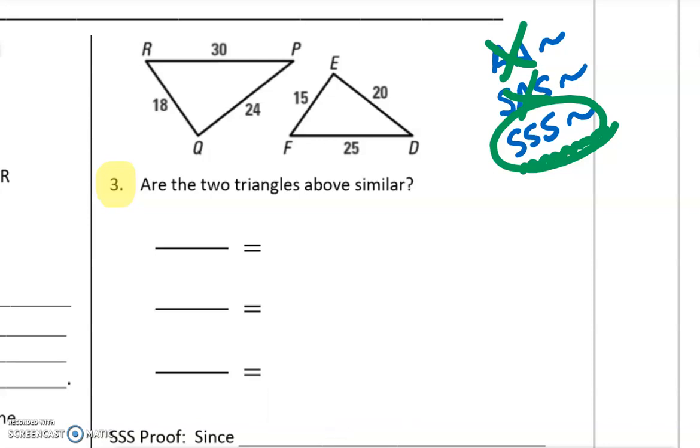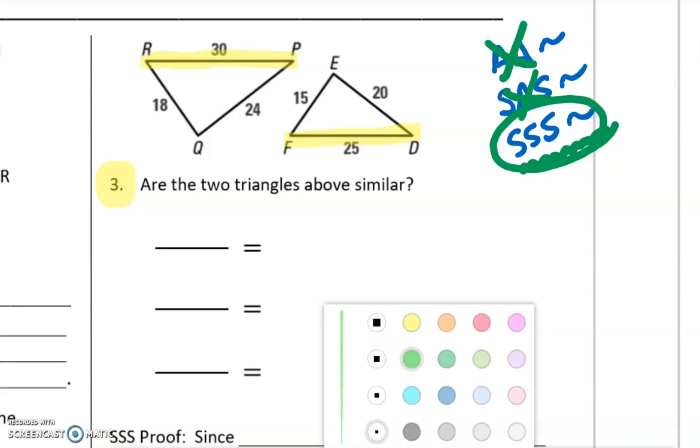So let's start. Let's look at the first triangle, RP. RP is the longest side in that triangle. What is the longest side in the second triangle? Hopefully you're saying 25 because it is. So therefore they correspond to one another. The longest side will always correspond with the other longest side.